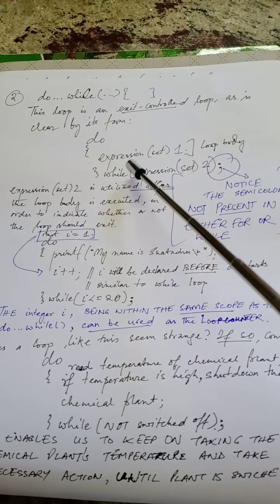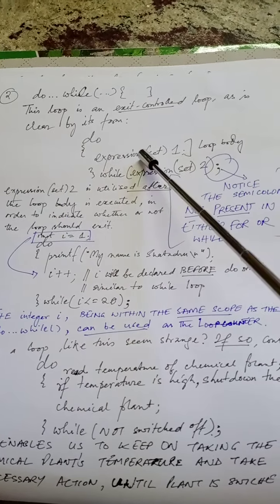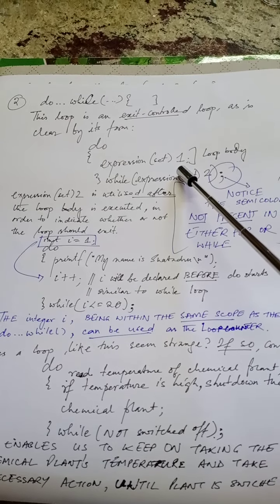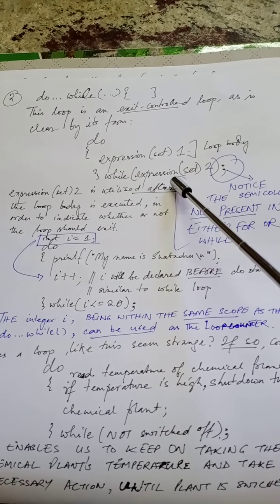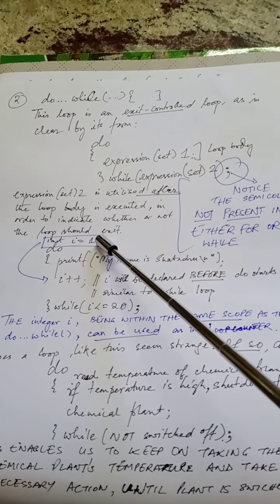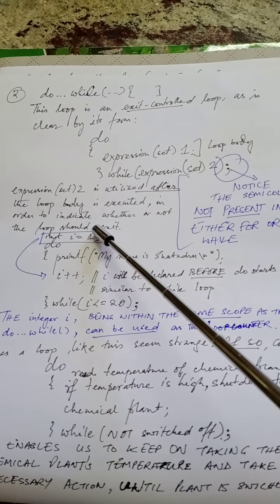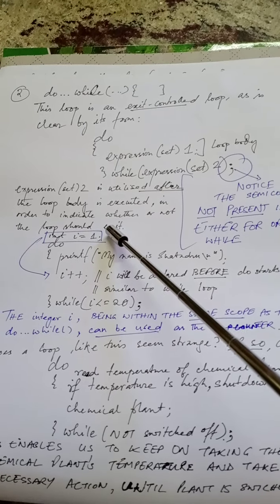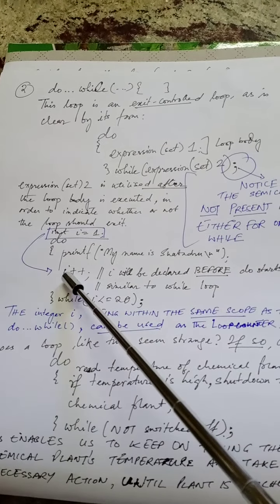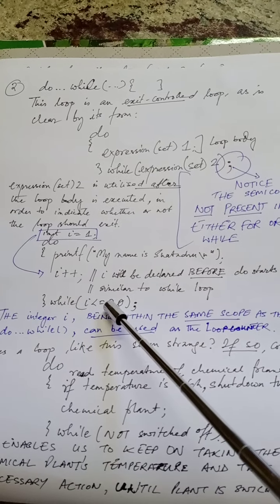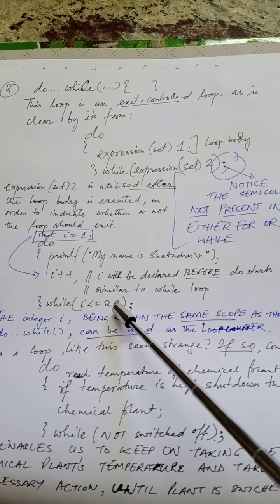So you see expression set 2, this is this. It is utilized after the loop body is executed in order to indicate whether or not the loop should exit. So int i equals 1. So we initialized i to 1. Then do this part. So my name is Shatadru. Then put a new line and then increment i and then check whether i is actually less than or equal to 20 or not.